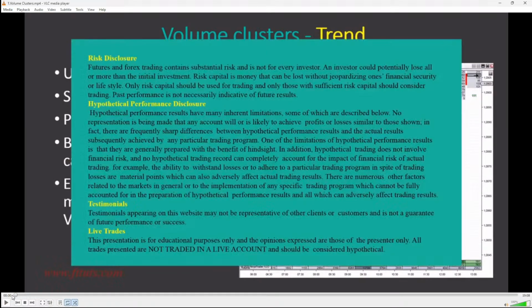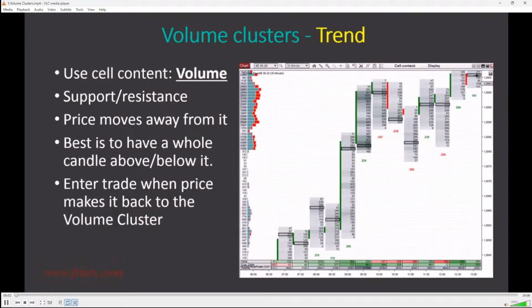So let's restart. Hello guys, in this video I'm going to be talking about the first strategy. I call it the volume clusters. You can trade this just with the order flow, nothing else is needed. It is a standalone strategy. I prefer to use this strategy on 5-minute charts and also on 30-minute charts.